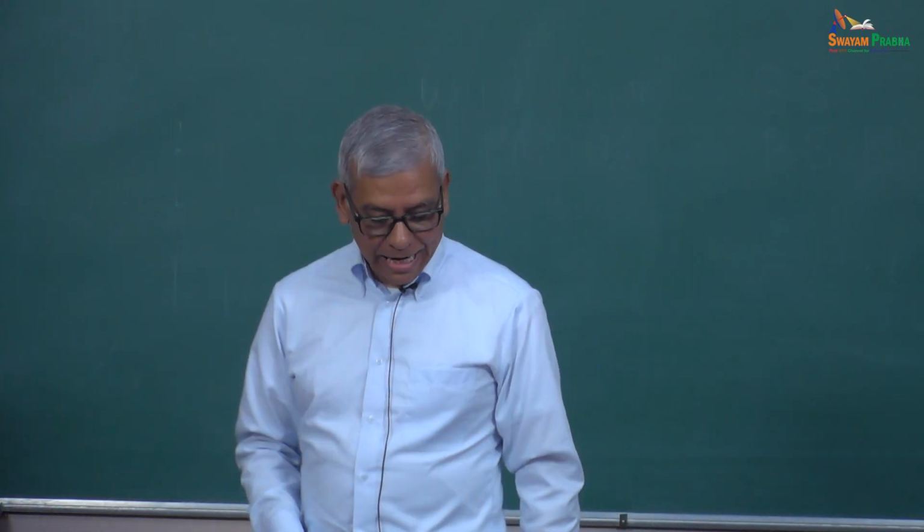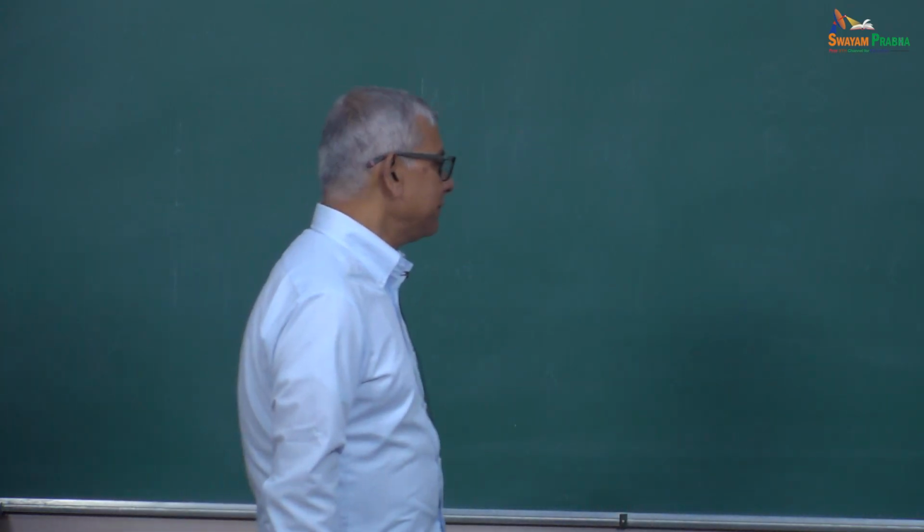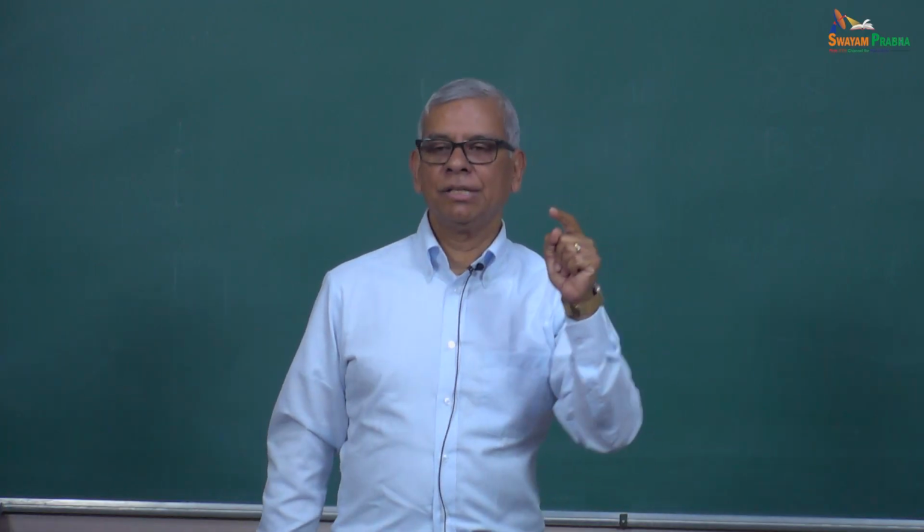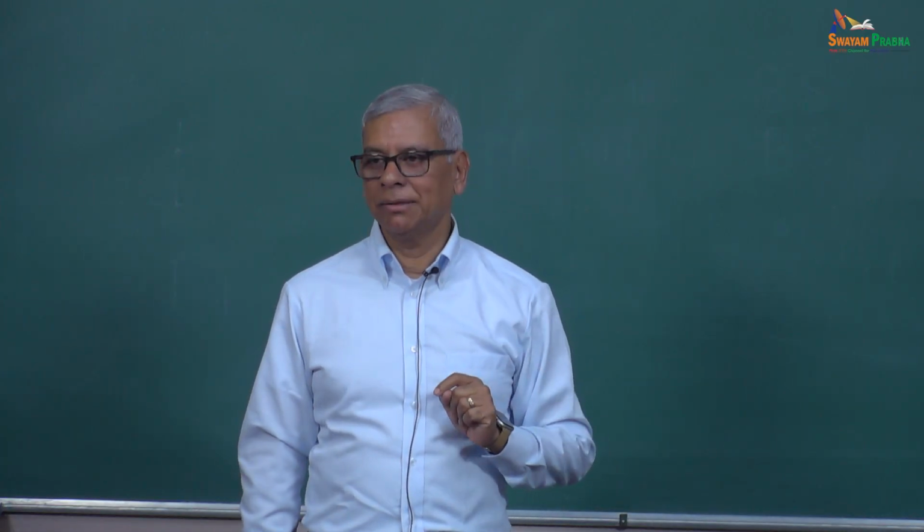Now back in 1995, Gunther Rudolph from University of Dortmund in Germany, he's still active, he came up with an asymptotic convergence proof of these algorithms. For him, recombination is not important. For him, mutation is important, and the selection. And there is another thing, this survivor operator, that is important. So he said, if you have these and you keep running this algorithm, eventually you are going to reach the global minima of any function.